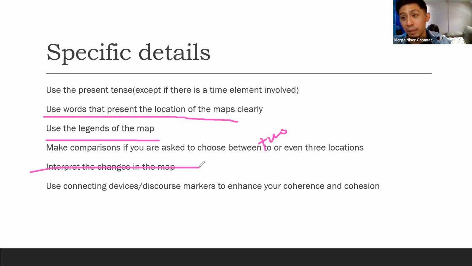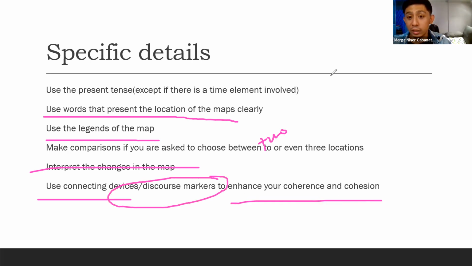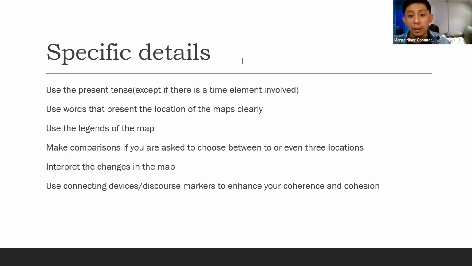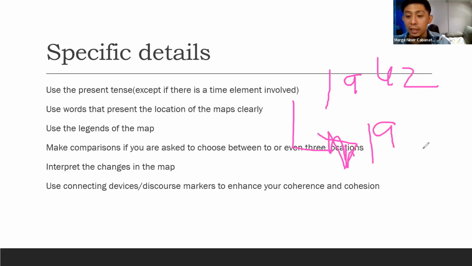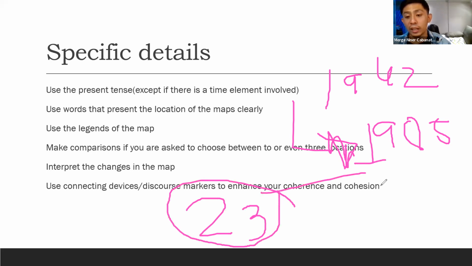Interpret the changes in the map. How did the change happen? Was something removed, replaced, changed into something else? So you have to specify. Use connecting devices, discourse markers to enhance your coherence and cohesion. For example, I have here a map of 1962, and then on the next paragraph, I have a map of 1985. The difference between 62 and 85 is 23 years, so the beginning of my paragraph for 1985 would be 23.